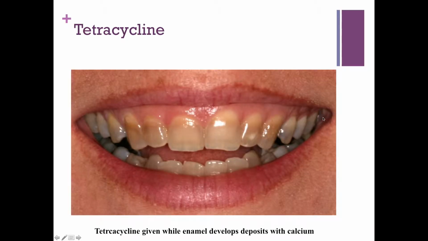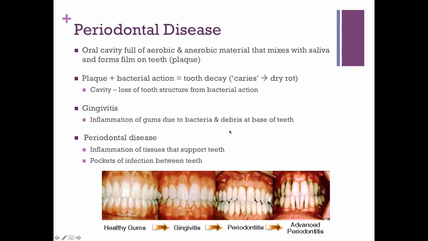And this is what tetracycline staining looks like. Again, tetracycline is an antibiotic, and it does incorporate itself into calcium, and calcium is a part of bone. Most bone you cannot see, but the bone in your teeth you can. So this is a permanent discoloration, so it is recommended that tetracycline not be given to very young children or to pregnant women, to prevent this permanent tetracycline discoloration.